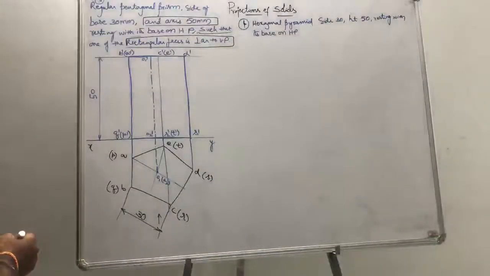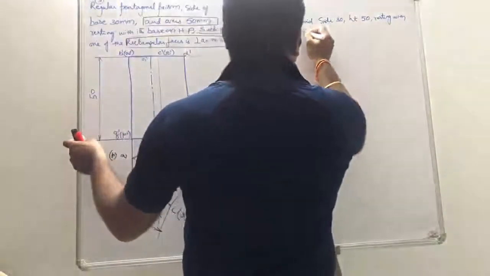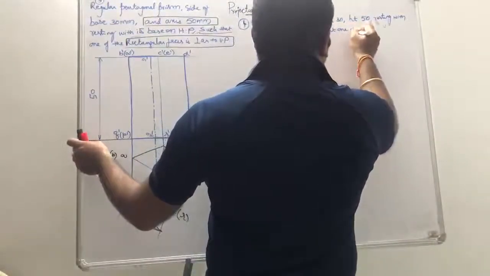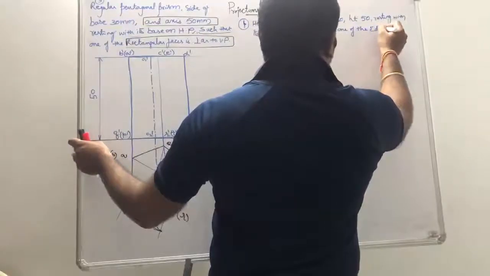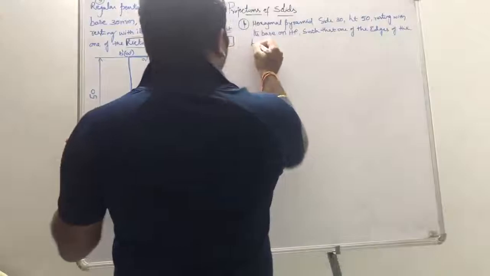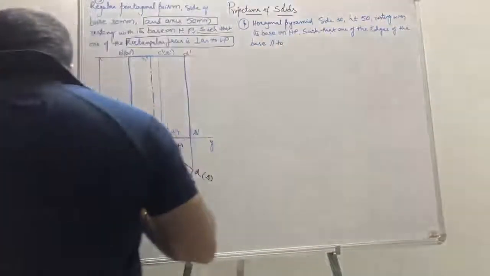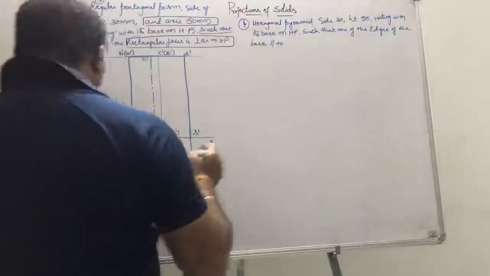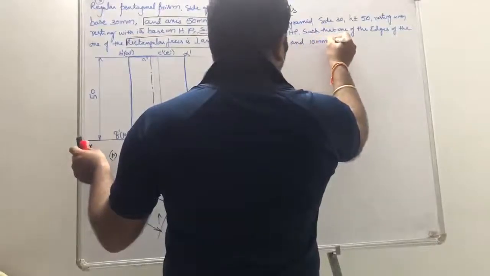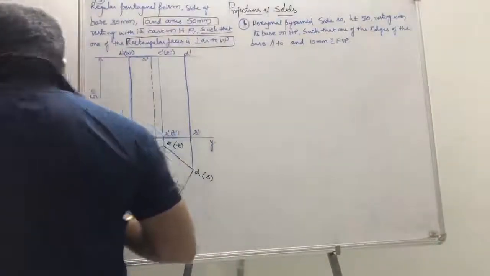such that one of the edges of the base is parallel to VP and 10 mm in front of it. Five solutions.